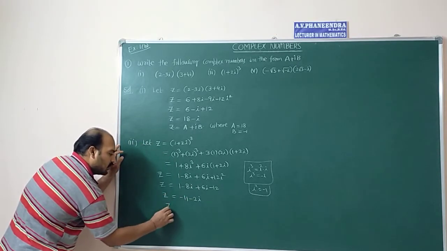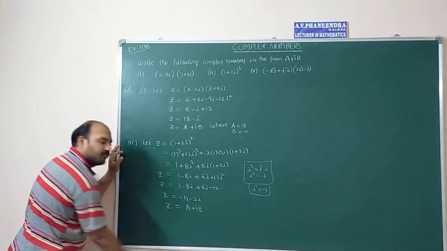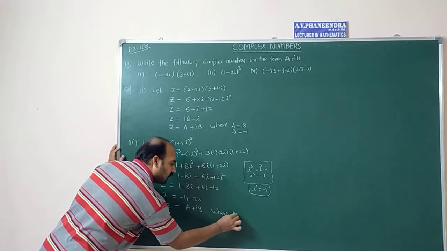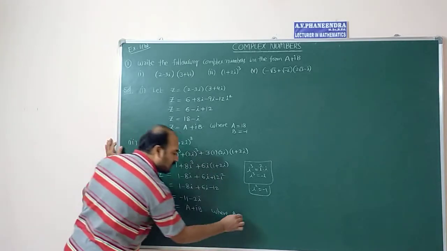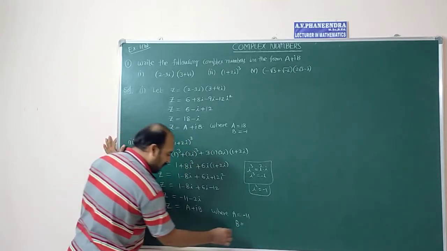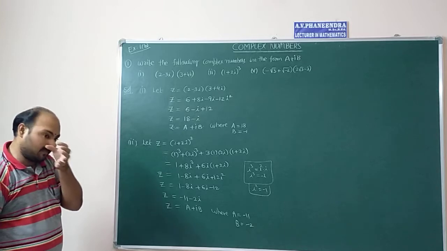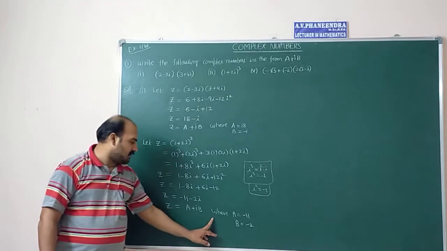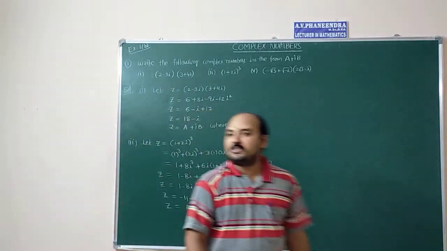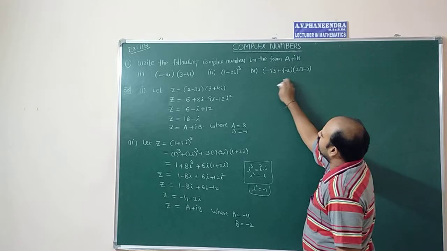Z is equal to minus 11 minus 2i. Now we have to compare with a plus ib, where a is equal to minus 11 and b is equal to minus 2. Like this form you have to write it. This type of problem also they are asking for 2 marks. And come to the fifth question here.